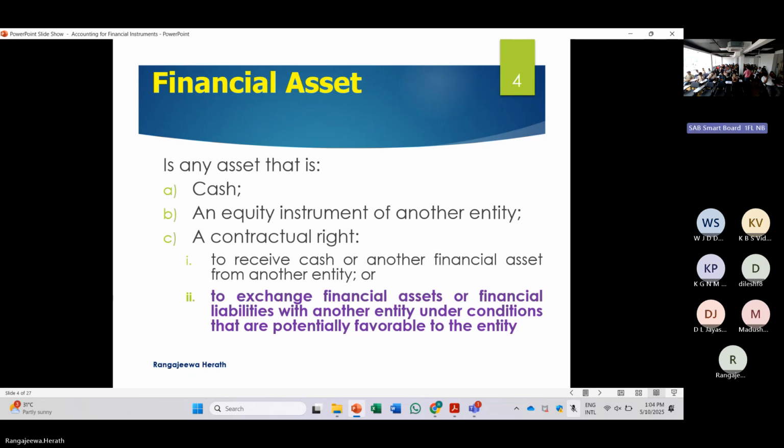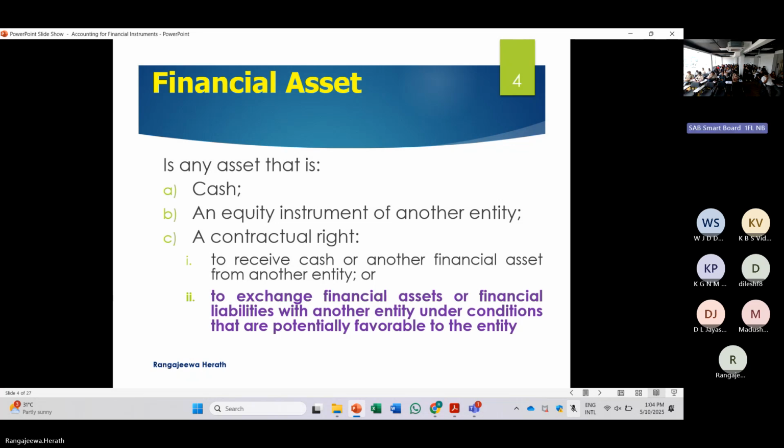Right? So trade receivables, loan receivables, investment in debentures, investment in treasury bills, investment in fixed deposit, all those examples that we discussed under financial instrument, from the investor's point of view, are a contractual right to receive cash. The primary financial instrument is a financial asset for cash, or an equity instrument of another entity, which is investment in ordinary shares.